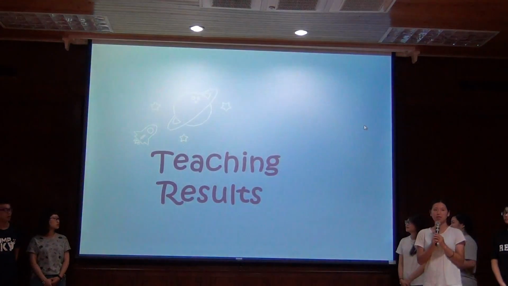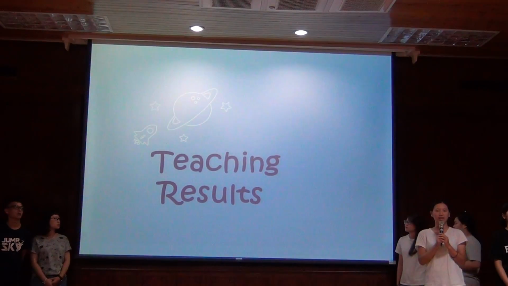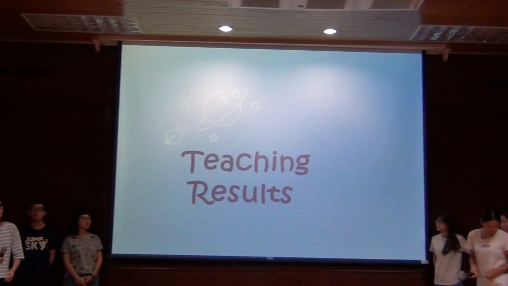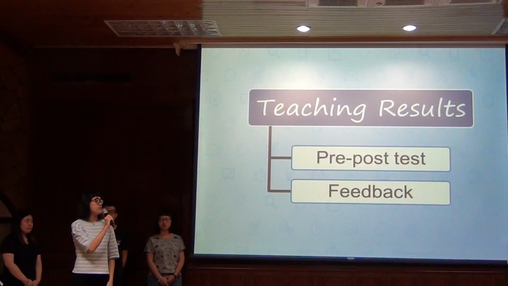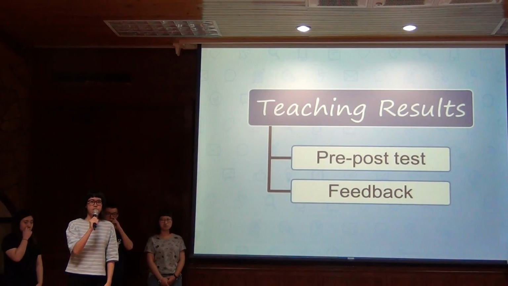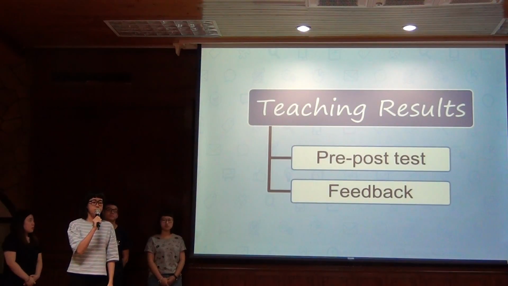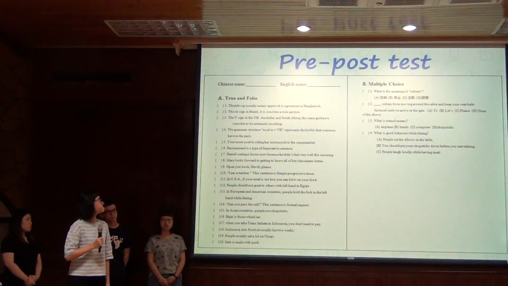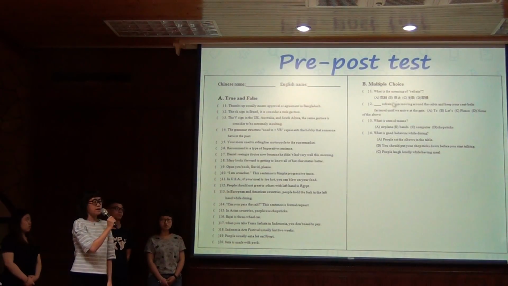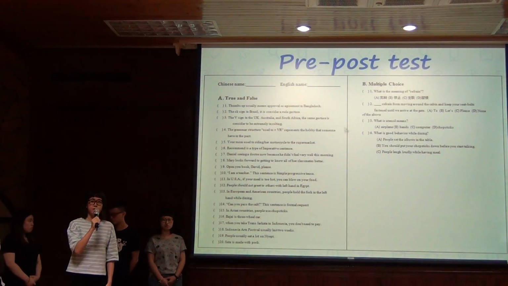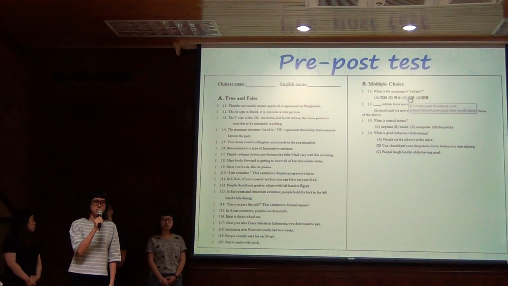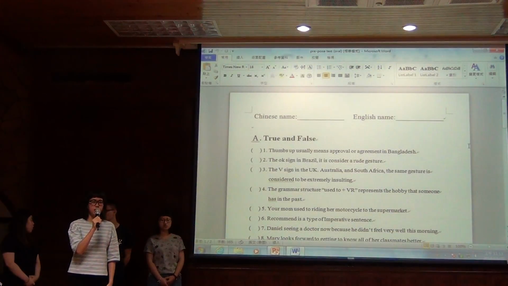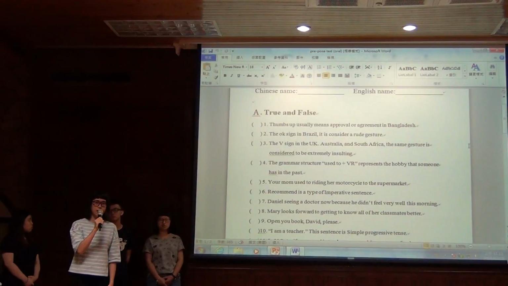Now, Candice and Purple are going to talk about our teaching results. We divide our teaching results into two parts. The first part is the pre-post test, and the second part is students' feedback. We let our participants do this test before and after the camp to see what they know before the camp and what they have learned after the camp.